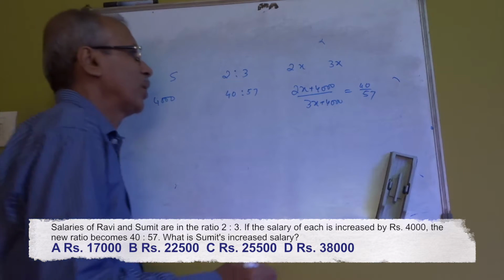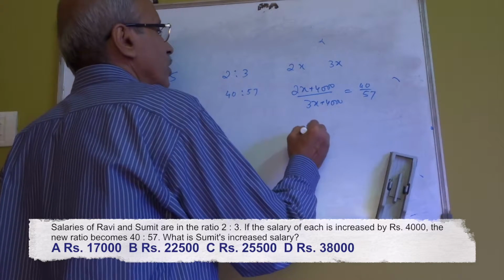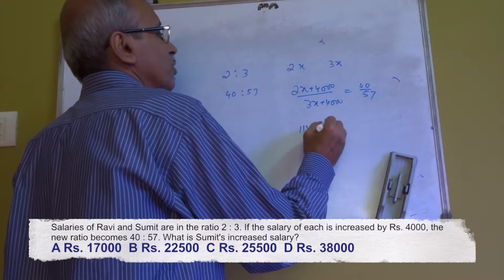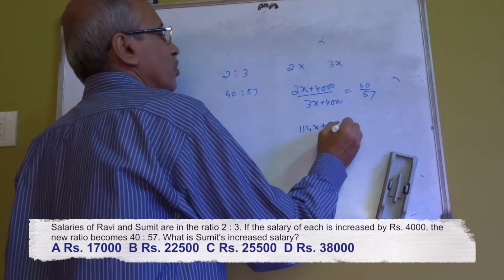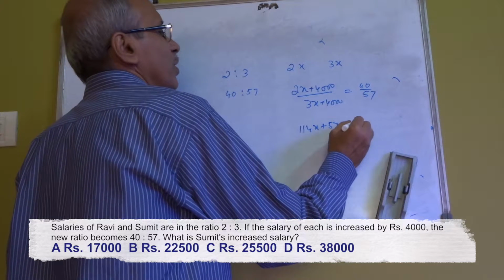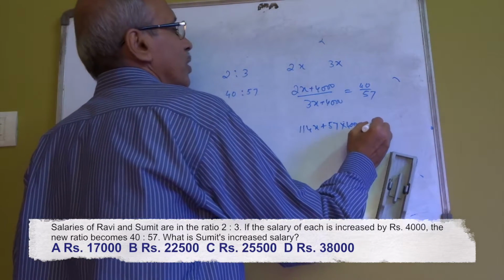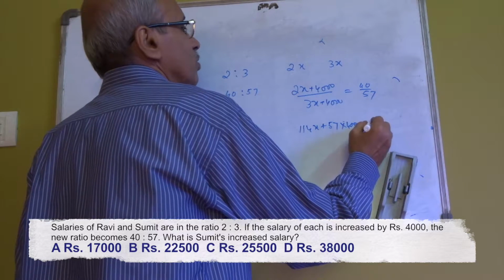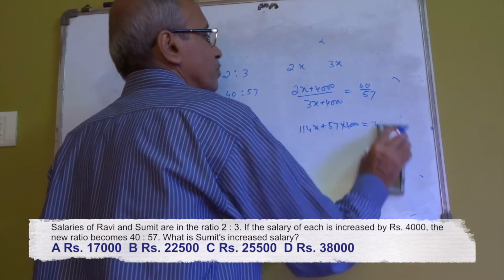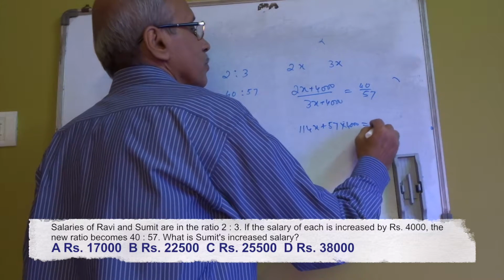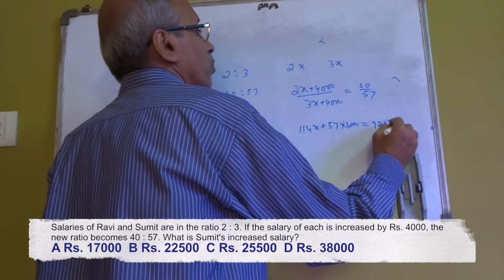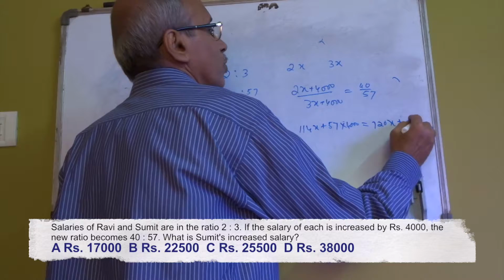Now cross multiply: 114x plus 57 into 4,000. I am not simplifying it, let it be like that. I will show you where it is. 40 into 3 is 120x, plus 40 into 4,000.